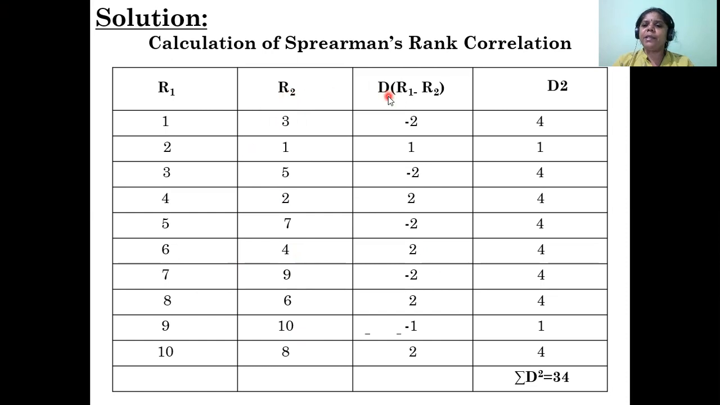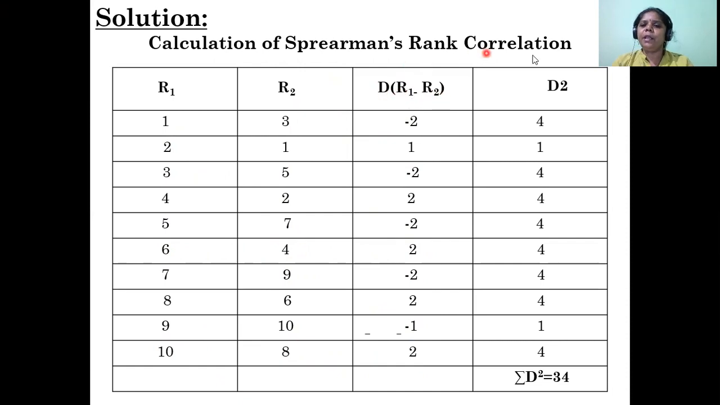So we have to make it as D. D is equal to R1 minus R2. 1 minus 3 is equal to minus 2. 2 minus 1 is equal to 1. 3 minus 5 is equal to minus 2. 4 minus 2 is equal to 2. 5 minus 7 is equal to minus 2. 6 minus 4 is equal to 2. 7 minus 9 is equal to minus 2. 8 minus 6 is equal to 2. 9 minus 10 is equal to minus 1. 10 minus 8 is equal to 2. So this is how we get D from R1 minus R2.